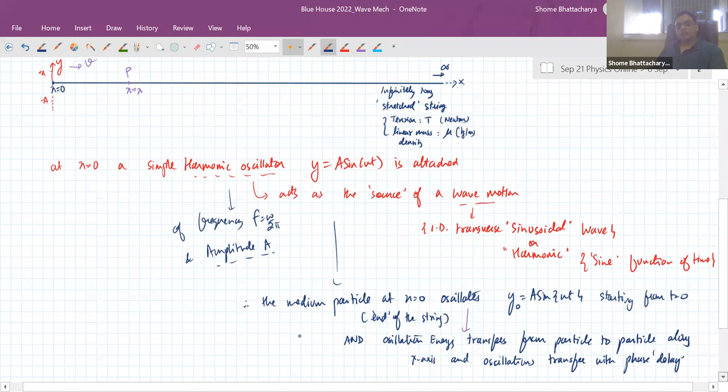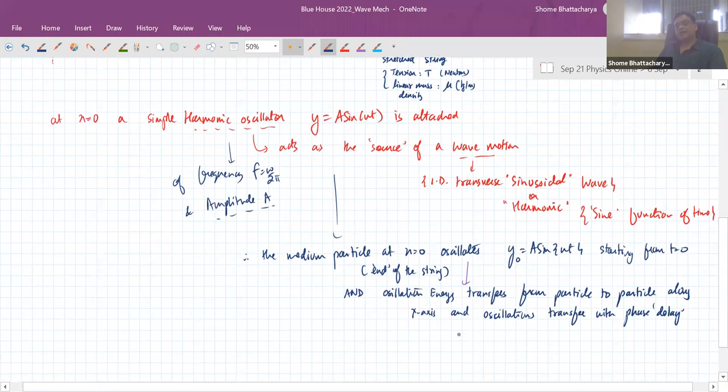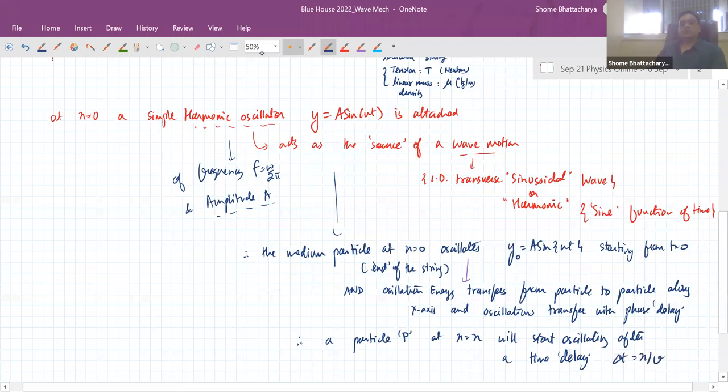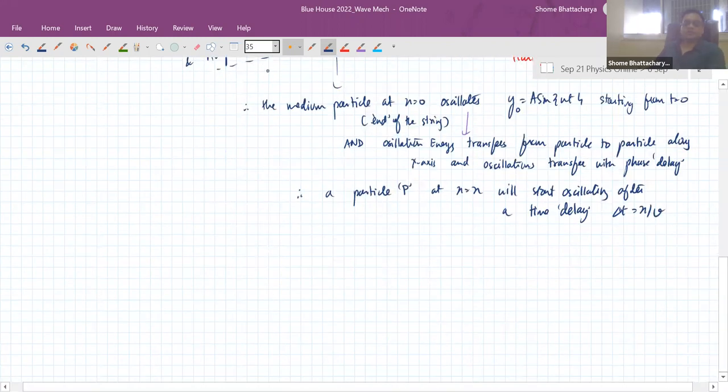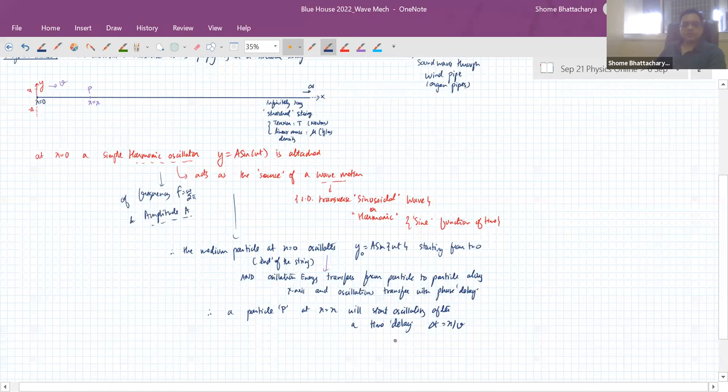So now a particle P at x equal to x will start oscillating after a time delay, you can say delta t, which will be equal to x by v, because the disturbance is traveling, we are assuming, at a uniform speed v, because the string is uniform in its physical properties. So for the disturbance to travel from x equal to 0 to x equal to x, it will take a time of delta t equal to x by v.